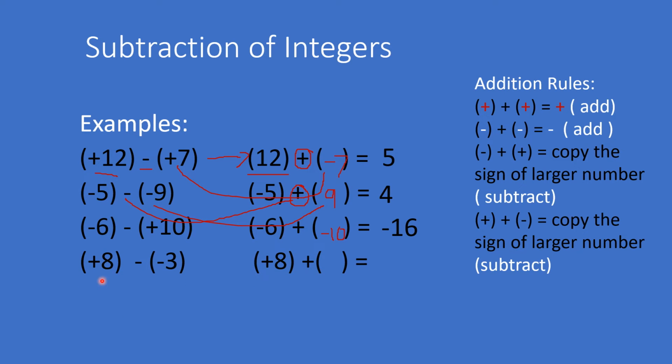Now we have here positive 8 minus negative 3. So this negative 3 becomes positive 3. And now you're adding like signs. Here, 8 is positive, 3 is positive, and that is equal to positive 11.